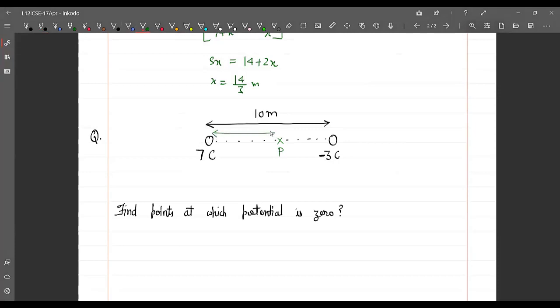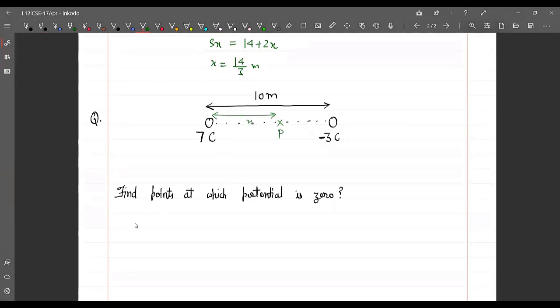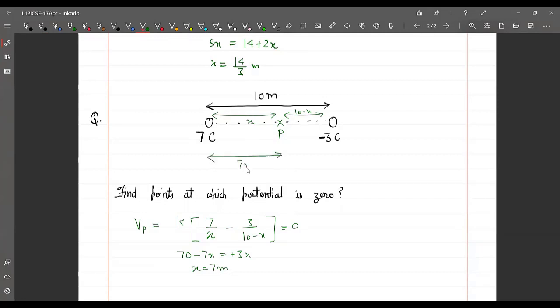Let me call this distance as x. So potential at point P will be k into 7 by x. If this is x, then this should be 10 minus x. So minus 3 divided by 10 minus x. This should be equal to 0. So 70 minus 7x is equal to 3x. So from here, x will be 7 meters. So this point would be 7 meters away from the 7 coulomb charge.